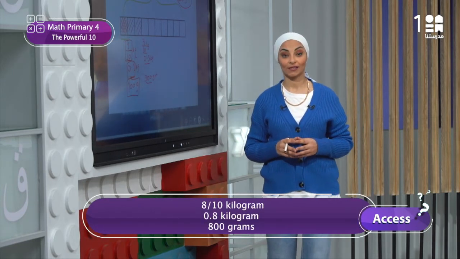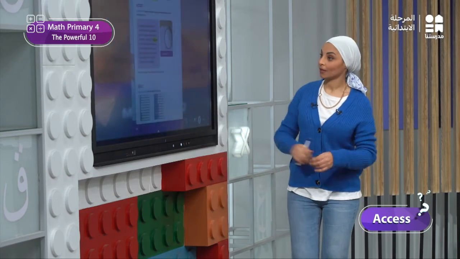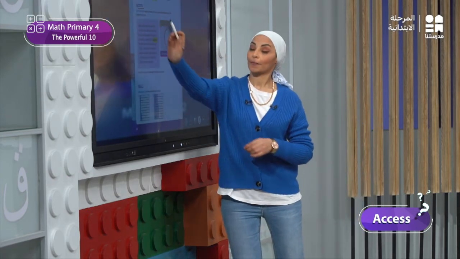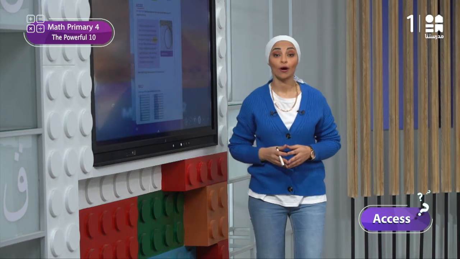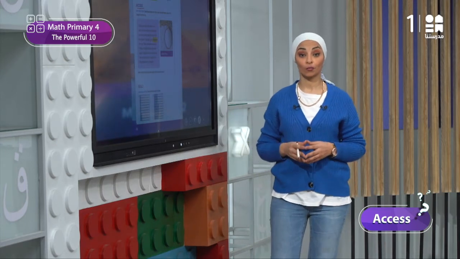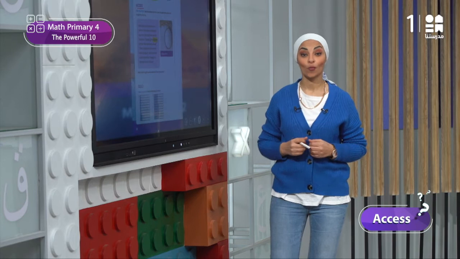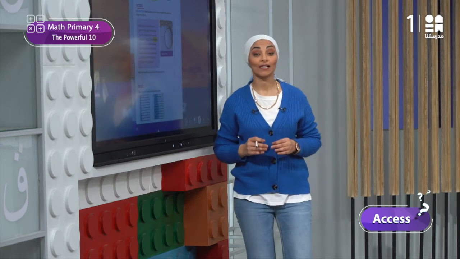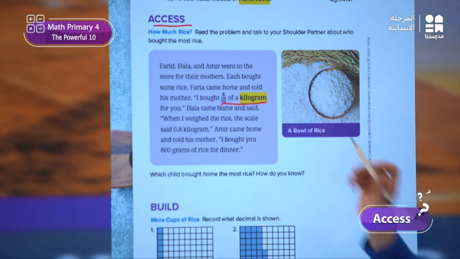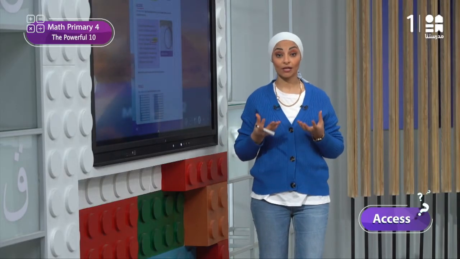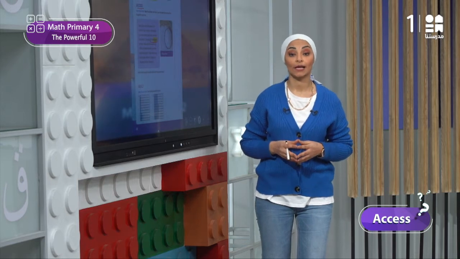on page 68. Let's look at the access together. Here is the access part. It is telling me that Farid, Wahela, and Amir went to the store to buy groceries for their mom. When they came back home, Farid told his mom that he had bought 8 over 10 kilograms. And Hala said to her mom that when she weighed the rice she bought, it came out to 0.8 kilograms.